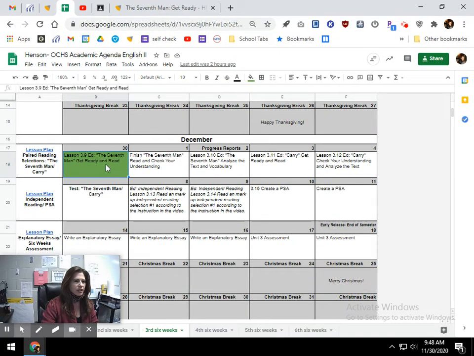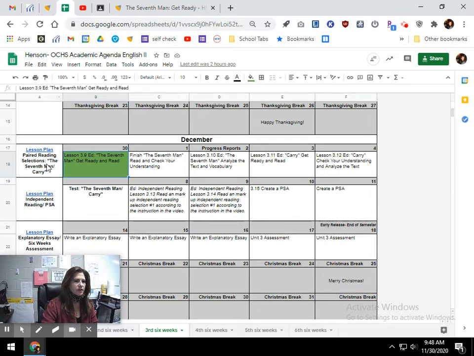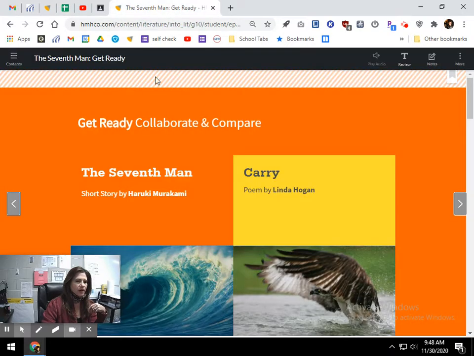So, looking at our agenda today, we're going to do the Get Ready and the read or partial read. We're going to start on The Seventh Man. We have paired selections. If you look at the agenda for this week, we're reading two selections, and you'll be tested over that a week from today if we stay on schedule, which I expect that we will. Okay, so let's go ahead and get started on the Get Ready page.